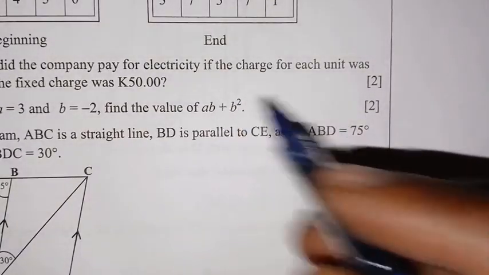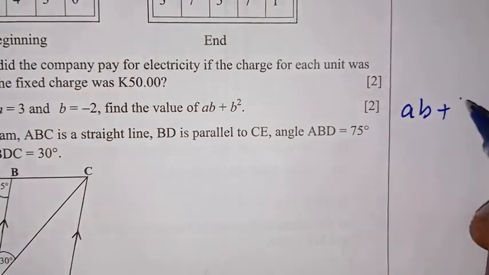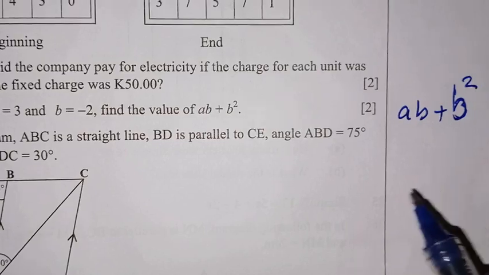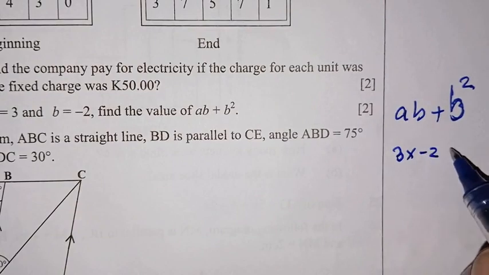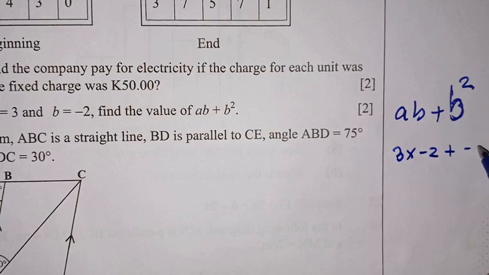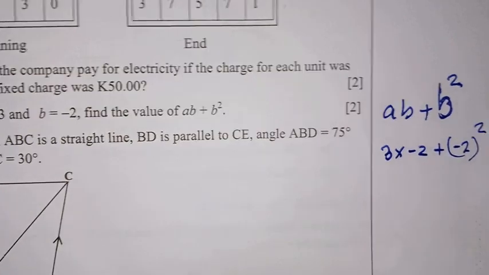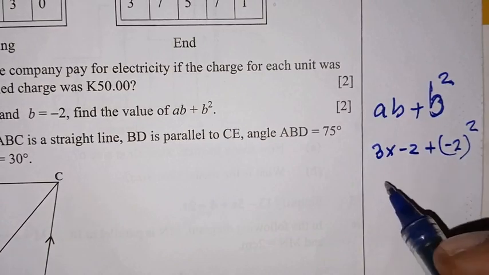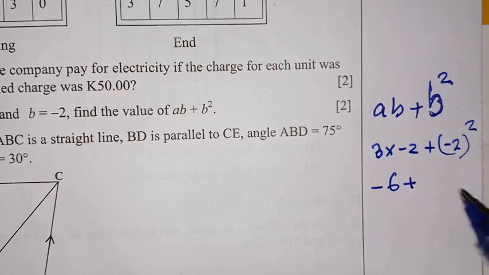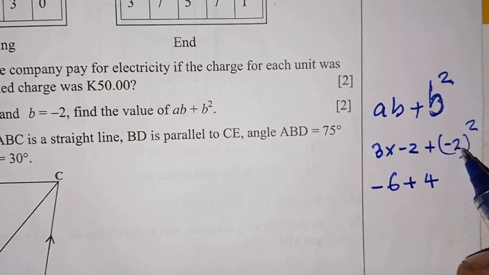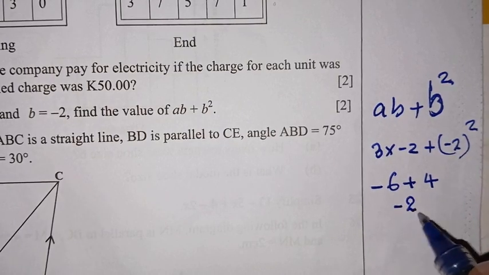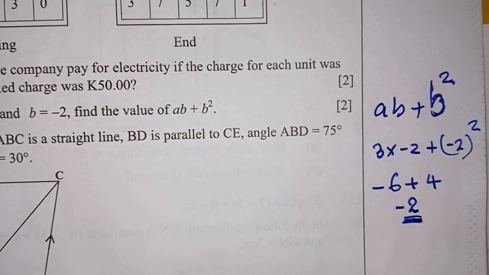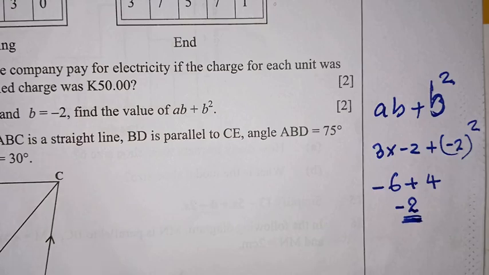So where there is an A here, what this is like AB plus B squared. You see? So our A is 3 multiplied by B, which is negative 2, plus, again, negative 2 squared. I hope you're with me, ladies and gentlemen. This is going to be negative 6 plus 4. Negative 2 multiplied by negative 2 is a positive 4. Therefore, our answer will end up being a negative 2. I hope this is clearly explained and well understood.